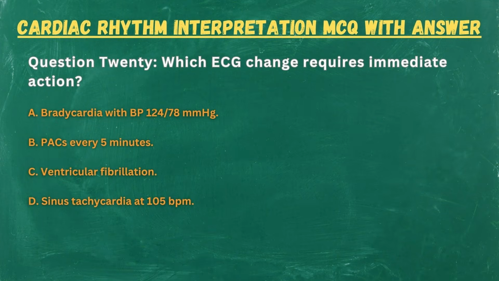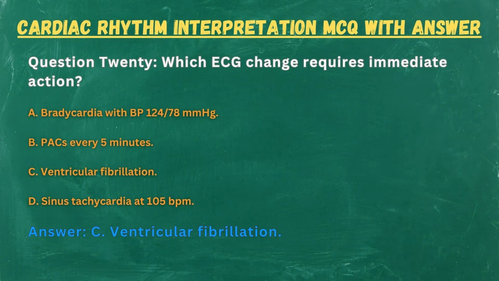Question 20. Which ECG change requires immediate action? A. Bradycardia with BP 124/78 mmHg. B. PACs every 5 minutes. C. Ventricular fibrillation. D. Sinus tachycardia at 105 BPM.